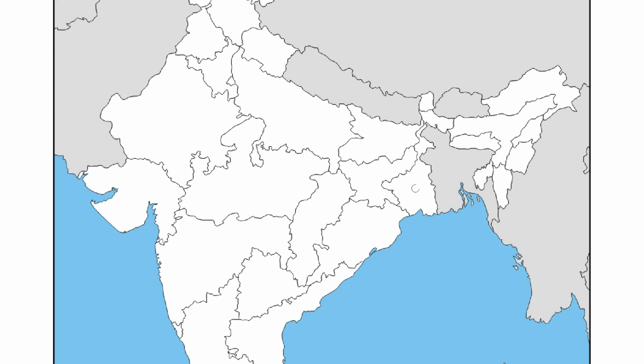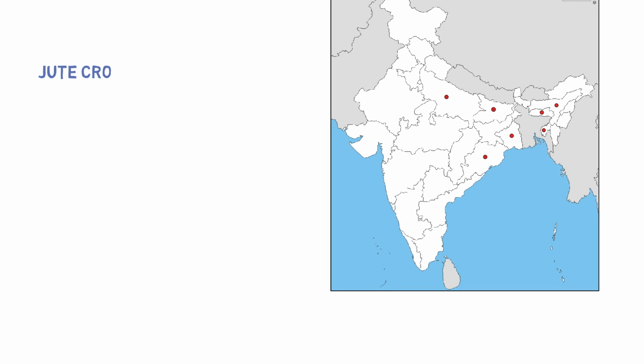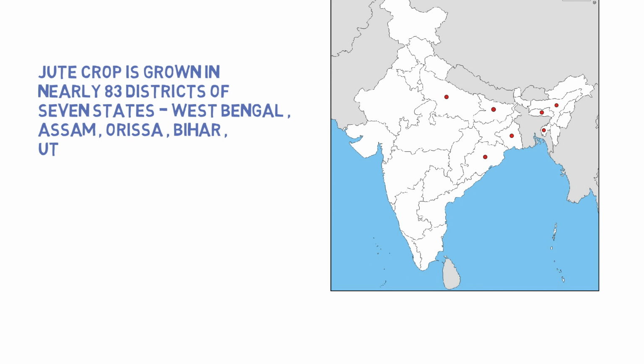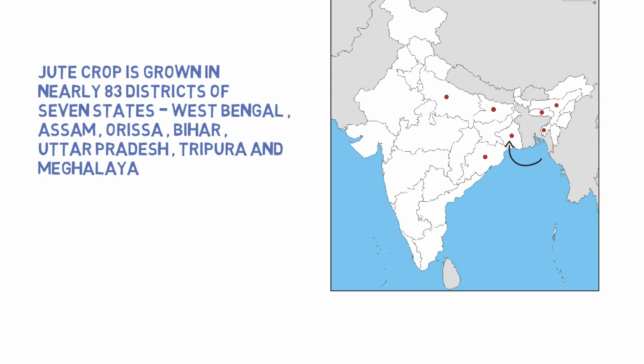In India, jute cultivation occurs mostly in eastern parts. West Bengal accounts for almost 50% of the total jute production in India. Other states such as Bihar, Orissa, and some parts of Uttar Pradesh, Tripura, Meghalaya comprise the other 50% of the total production output of jute in India.